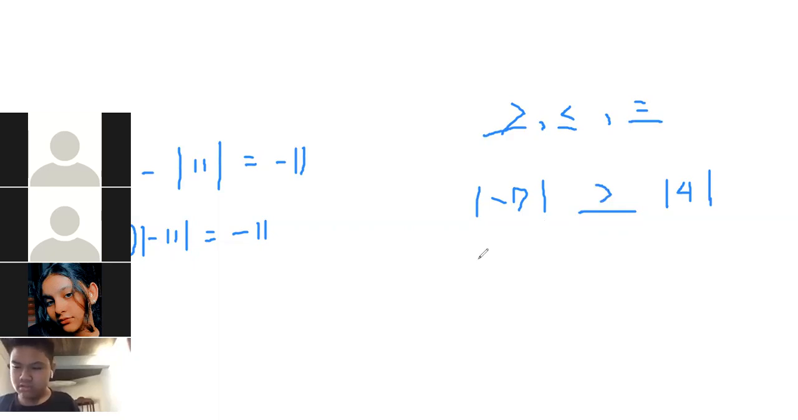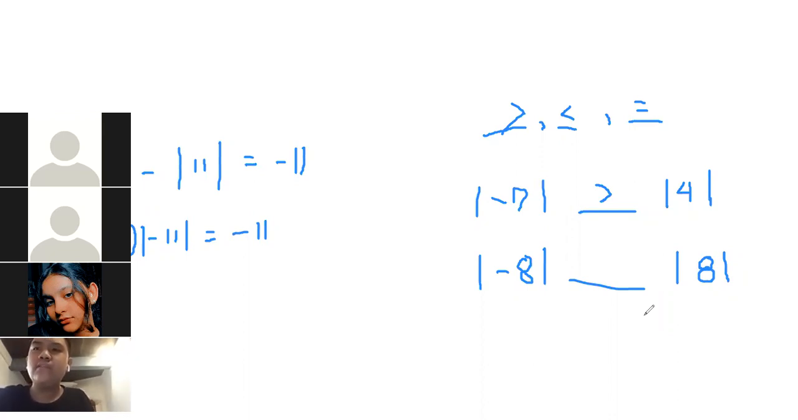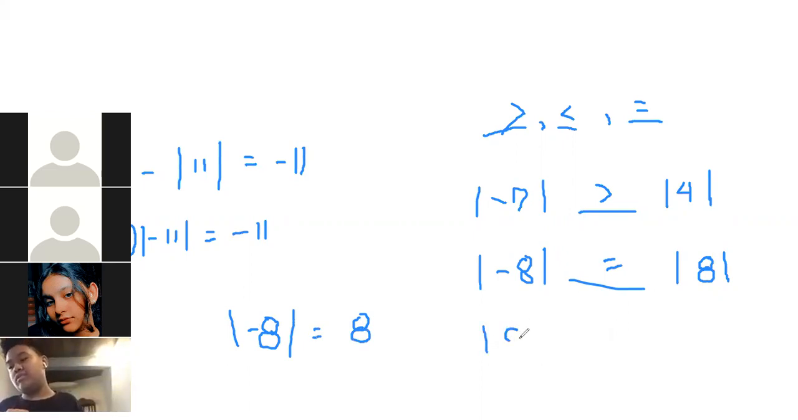Sige. Then, another example, we have here -8, then the absolute value of 8. What is it? Greater than, less than, or equal? Equal. Okay. Equal pa din yan. Lagi natin tatandaan na kapag absolute value, nagiging positive siya, diba? The absolute value of -8 is equal to 8 pa rin siya. Okay? Kasi naging absolute value na siya.